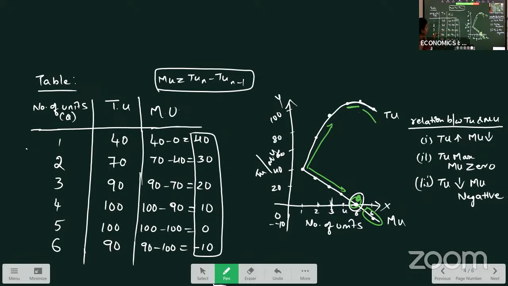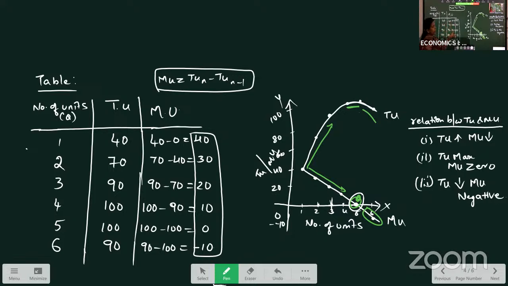In the table, what we have observed is, as 1 unit is consumed, they derive 40 satisfaction. As the units increase, with more quantity, total utility increases. Still, if we increase our quantity, total utility decreases. Beyond, means after 100, our total utility is decreasing.